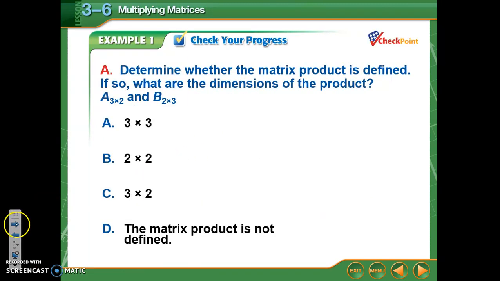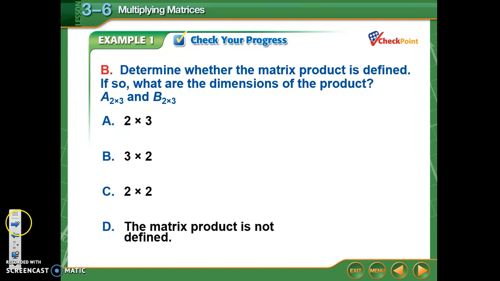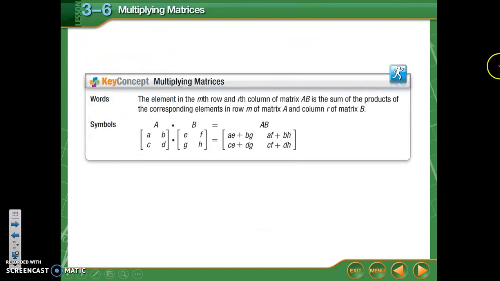All right, you guys try this one. This one should be 3 by 3 because these inner dimensions here match. And try this one. This one is not defined, which seems weird because both of these matrices are the same size. They're both 2 by 3. But I cannot multiply them together because the number of columns in A is not equal to the number of rows in B. And we're going to see why that's important now.